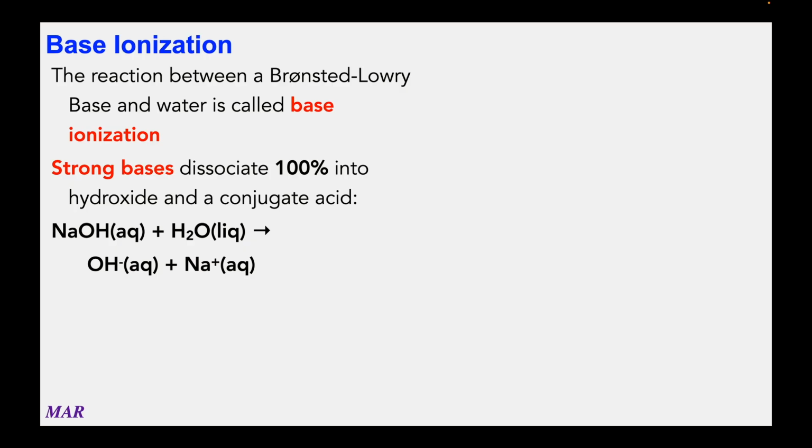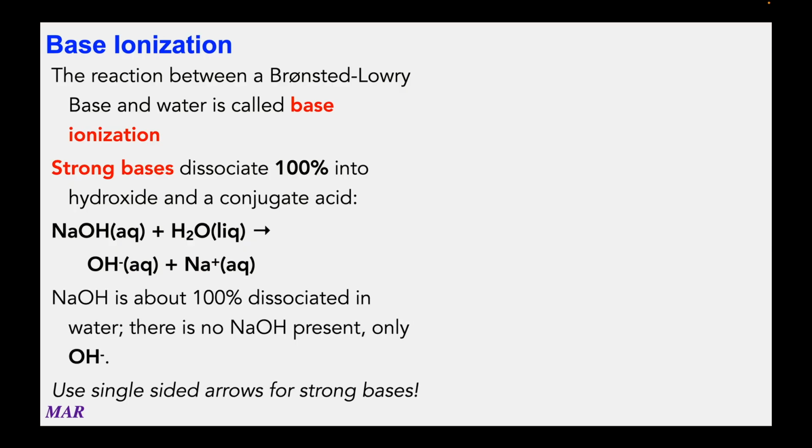And you can see that they're aq, so that means that they're floating around in solution. Sodium hydroxide is about 100% dissociated in water. There's no NaOH. It's only hydroxide with some sodium. And you really should use the single-sided arrows here to represent what's happening with the strong bases.